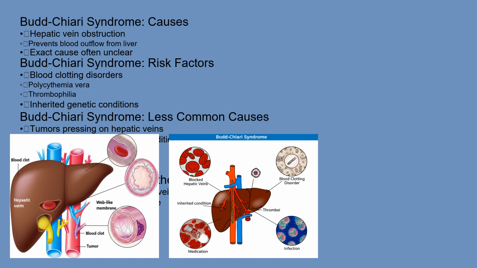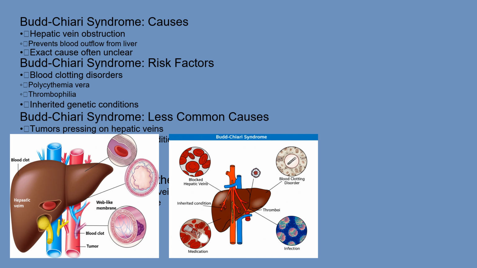So, what exactly causes Budd-Chiari syndrome? In essence, it arises when the hepatic veins, which drain blood from the liver, become blocked or narrowed. These blockages prevent blood from properly flowing out of the liver. While the exact cause can be unclear in some cases, several factors are known to contribute.